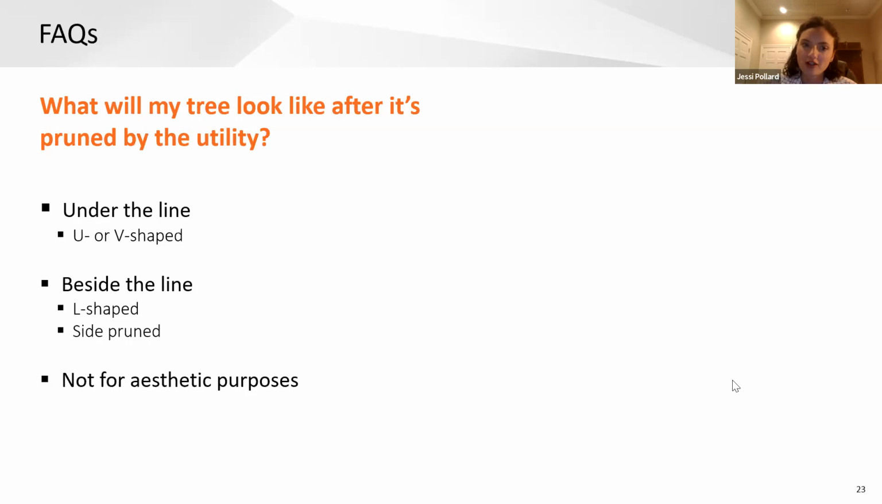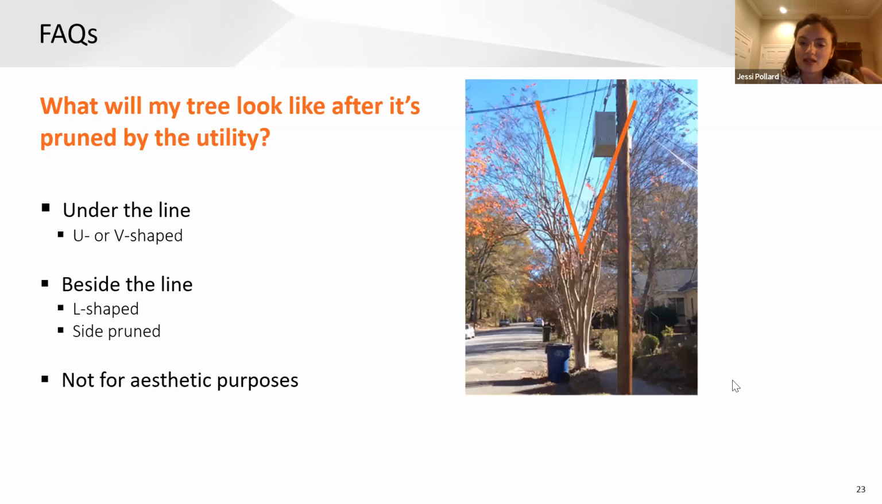So what will my tree look like after it's pruned by the utility? We've got a few different methods that we'll use. You may see trees under the line that are V'd out or that are U'd out. This is one method of pruning trees, and it is actually the ideal method for pruning trees under the line. Topping is not a proper pruning practice, and we've gotten away from doing that. We really strive to not top trees.